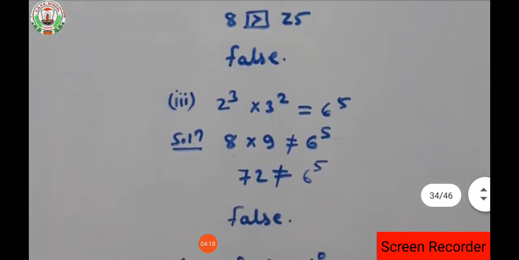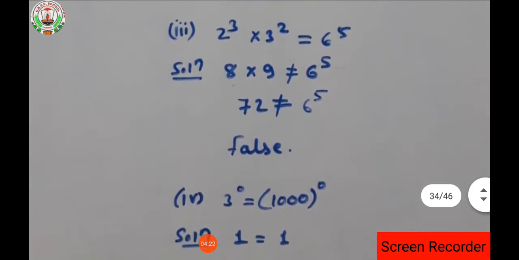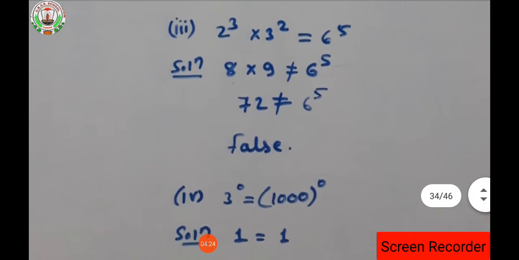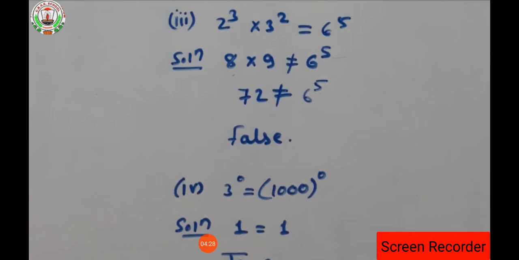Similarly for the third part of the question, it is said that 2 to the power 3 into 3 to the power 2 is equal to 6 to the power 5. We have here 2 to the power 3, which will be how much? 2 into 2 into 2, that will be 8. 3 into 3 will be 9. 8 into 9 will be 72. Will 72 be equal to 6 into 6 into 6 into 6 into 6? No, it will be a much greater number, isn't it? So that's why it is again a false statement.